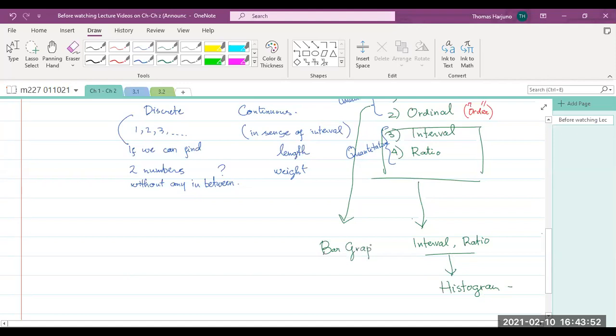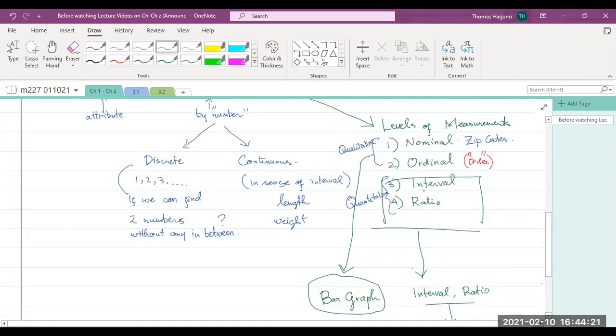Now, there are different ways to present the data. Okay, bar graph, histogram, line graph, pie chart, pictograph. There are a lot of ways to present the data. But when it comes to histogram and bar graph, we cannot use a histogram for data that is not at least at the interval level of measurement.